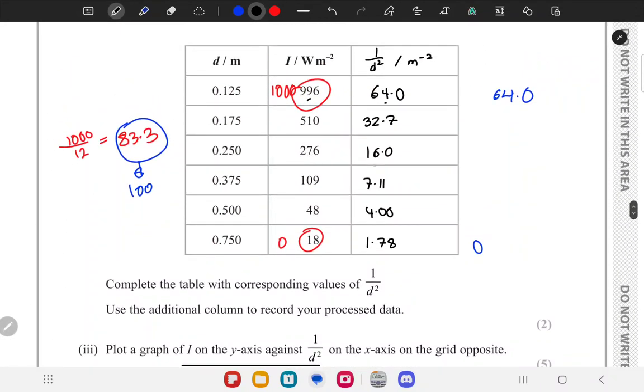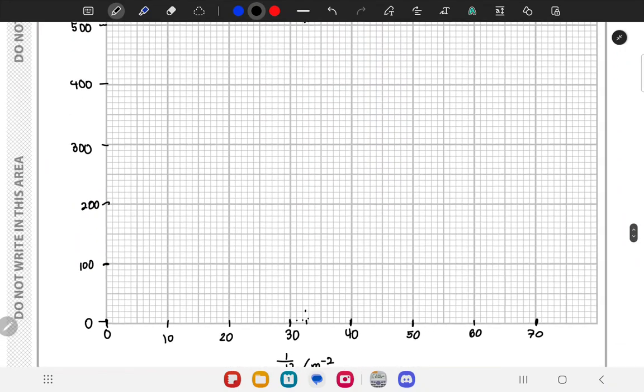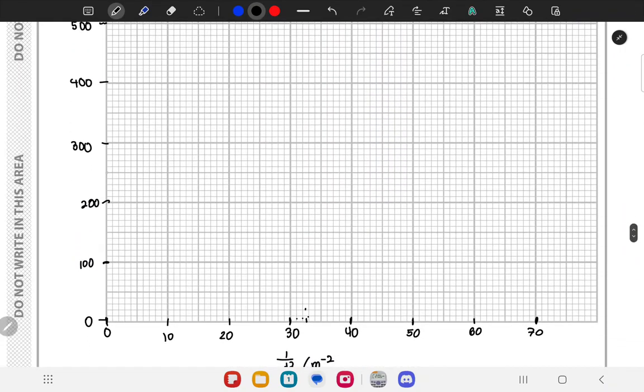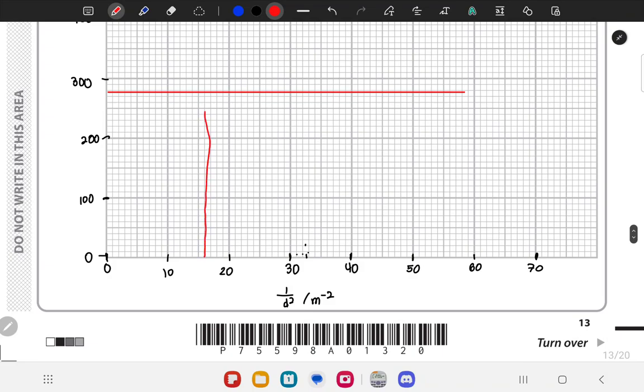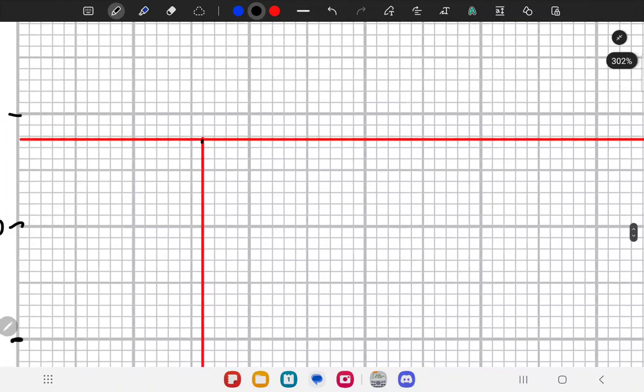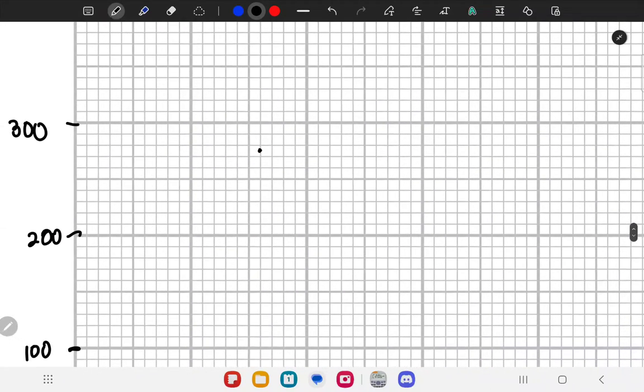then we have 276 and 16. This is 250, this is 260, 270, this is 280, so somewhere in between we'll get 276. And on the x-axis we have 16, so we'll have a value over here. This is 567.